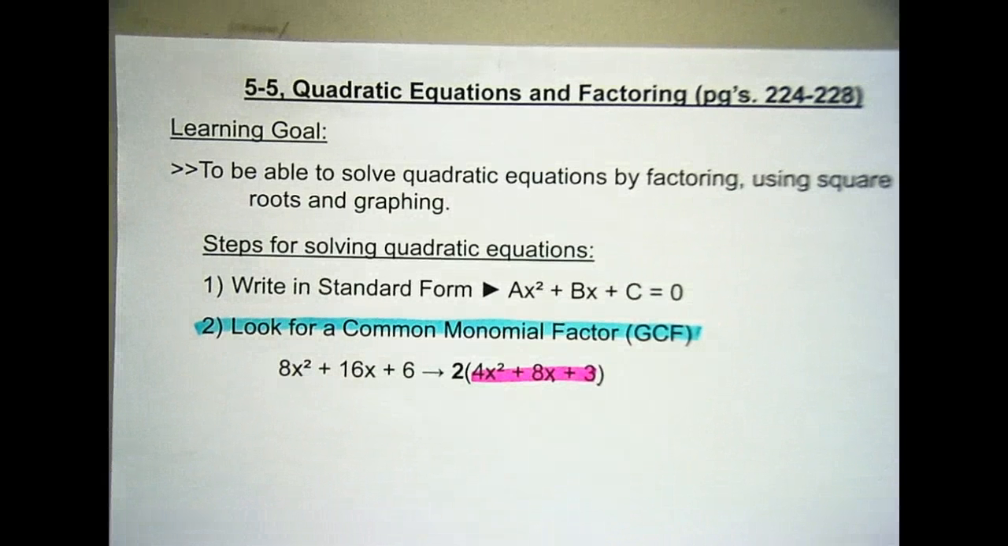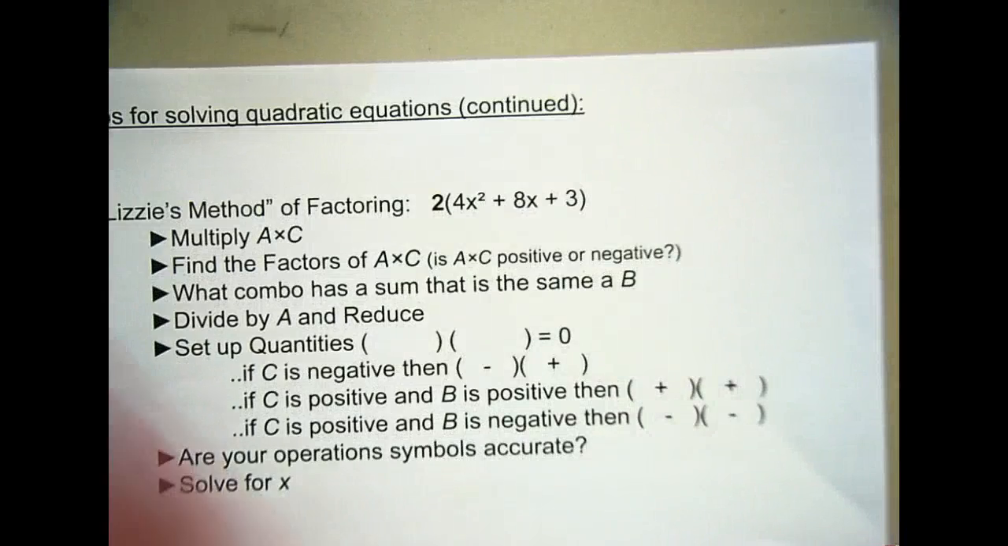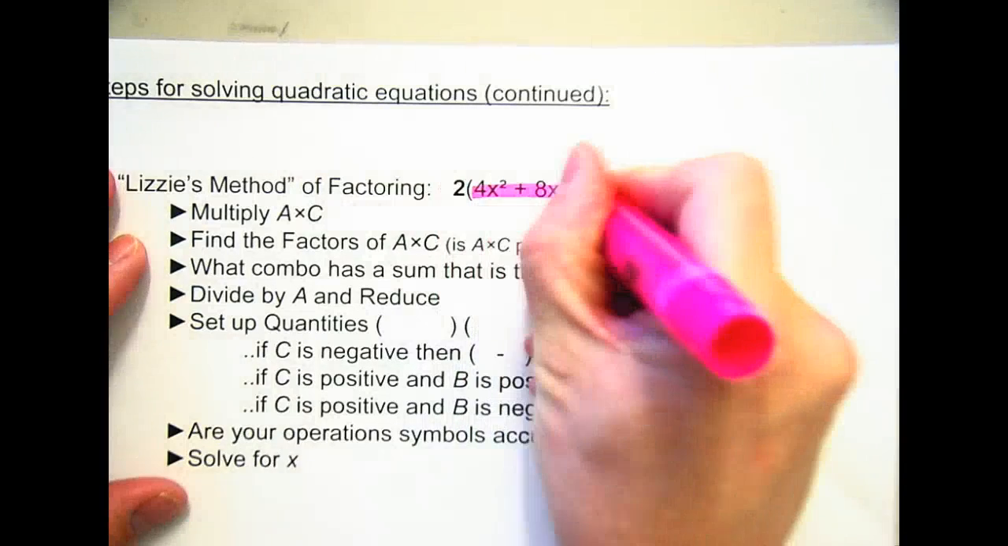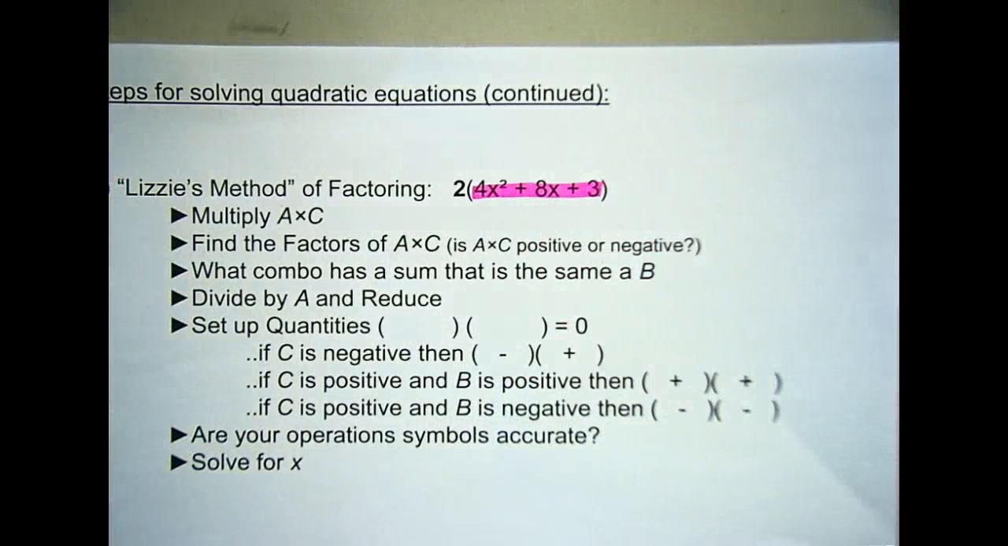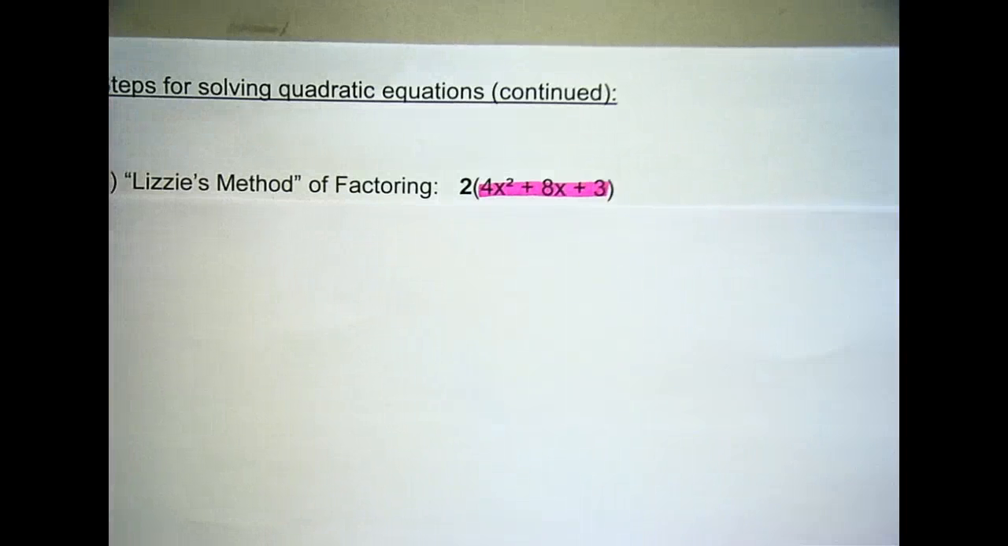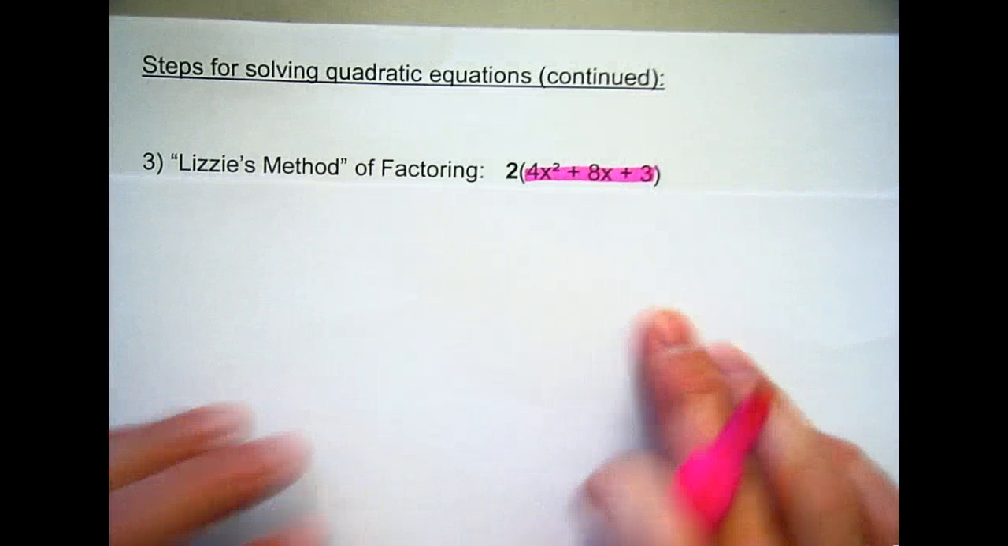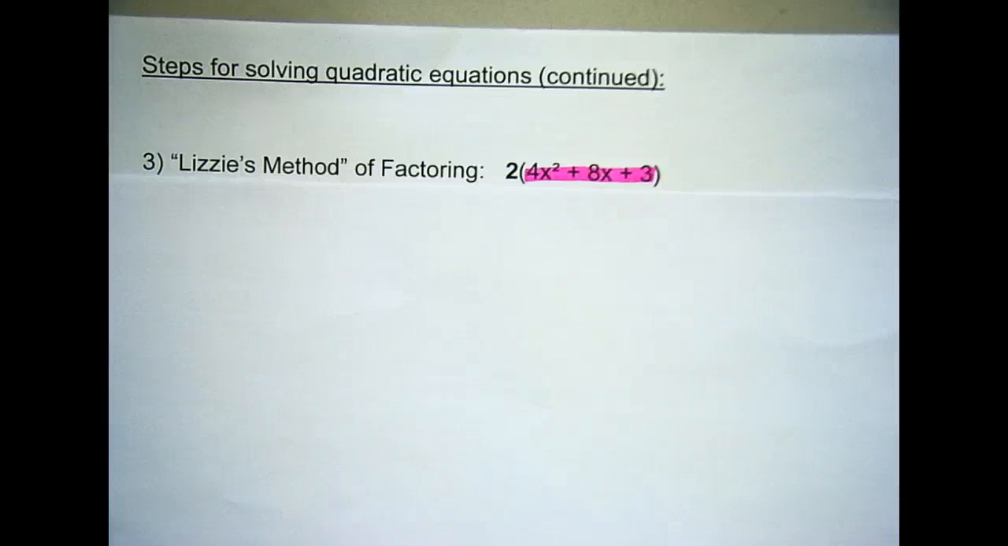Okay, so from that point, what I'm going to do is I'm going to take that quadratic that's left over, that 4x squared plus 8x plus 3, and I am going to factor it using what we call Lizzie's method. Now, you may know box method, you may know the string method, you may know all these different methods. I don't care really which method you use, as long as it works for you and it's efficient. It needs to be efficient, meaning it cannot take you forever to factor. You're like, well, I get there eventually. Okay, it can't take you that long.